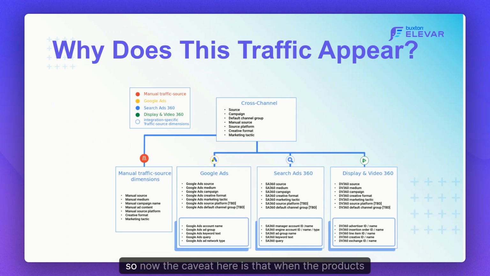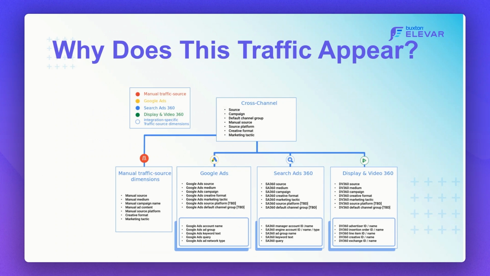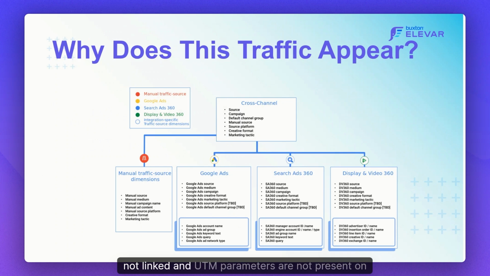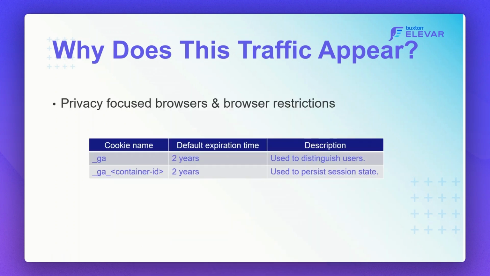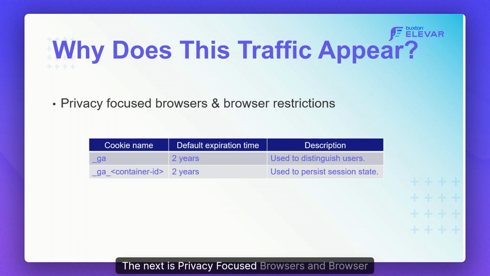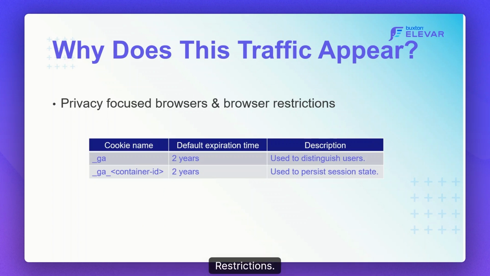Okay, so now the caveat here is that when the products are not linked and UTM parameters are not present on the URL as well, GA4 can't determine the traffic source, resulting in a direct none as a traffic source. The next is privacy focused browsers and browser restrictions.